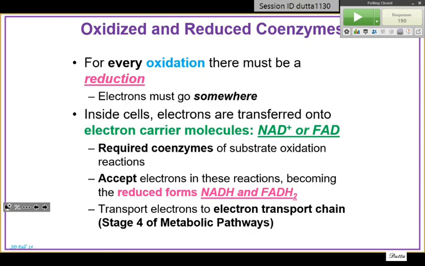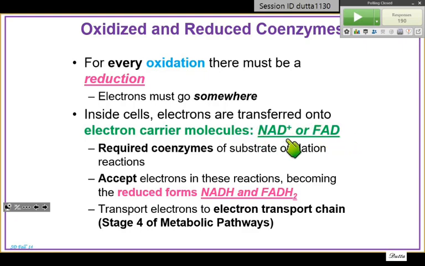NAD plus and FAD, these are the most important biomolecules. You can buy these molecules over the counter. If someone has less energy, sometimes these molecules help, and we're going to discuss how. So we're going to see a couple of questions on the homework. Which one is the oxidized form? Which one is the reduced form? Without hydrogen, they are the oxidized form.